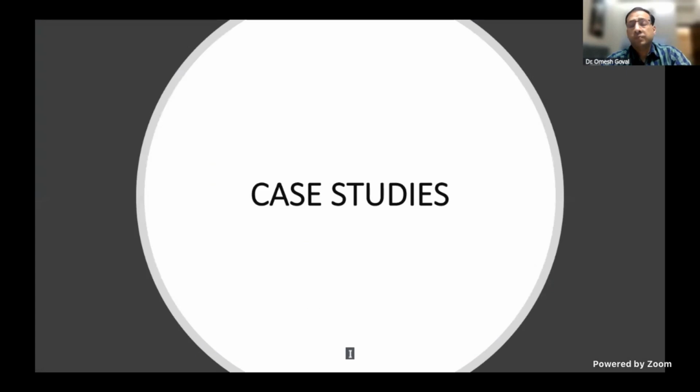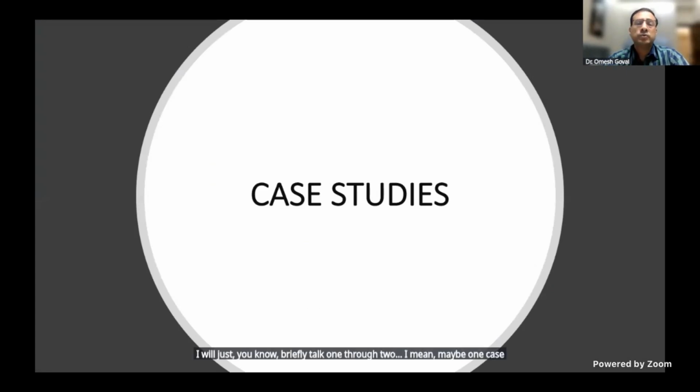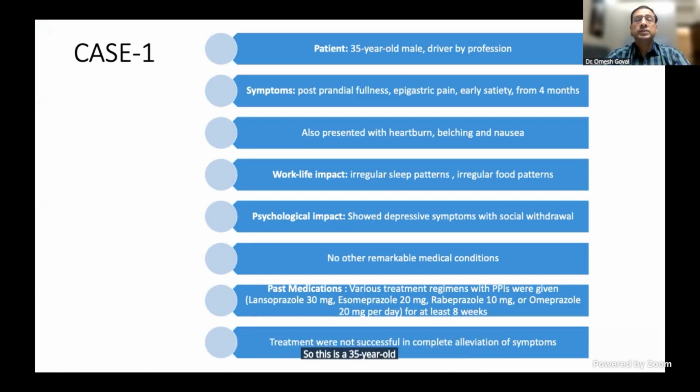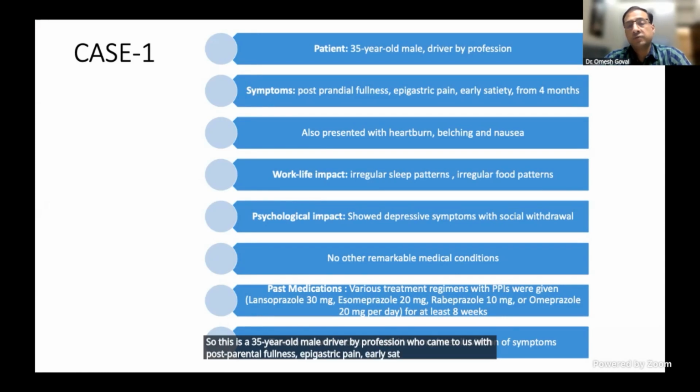I will just now briefly talk about one case study, just to show how we approach a patient. This is a 35-year-old male, a driver by profession, who came to us with postprandial fullness, epigastric pain, and early satiety for the past 4 months, and also some heartburn, belching, and nausea. Work life, yes, we need to ask in all patients, because of his work life and night duties, he had irregular food patterns, irregular sleep patterns, and showed depressive symptoms with social withdrawal also.